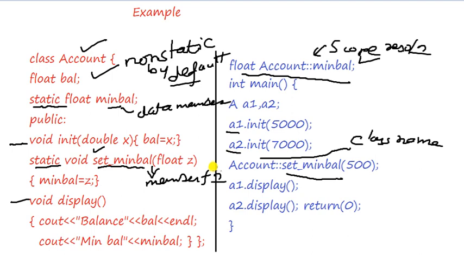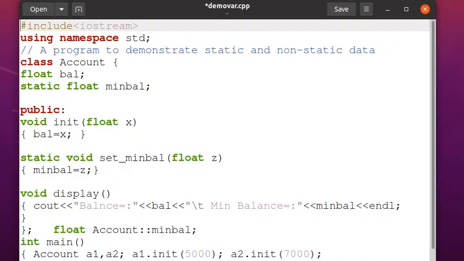I guess you got an idea. Let me demonstrate with an example program. Now look here, this is the program which I want to demonstrate for static and non-static methods both. What we discussed in the last slide, same it is. Now it is a program. There I have just explained how you can define a class Account with balance as a non-static data member and min balance as a static data member.